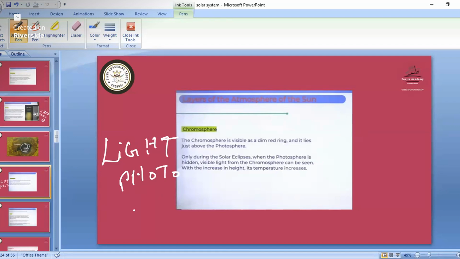So in the photosphere, what is happening? With increase in height, the temperature decreases. That temperature is decreasing in the photosphere, but in the chromosphere it is increasing. Similar things can be seen in the Earth's atmosphere also, which we will study when we study climatology.